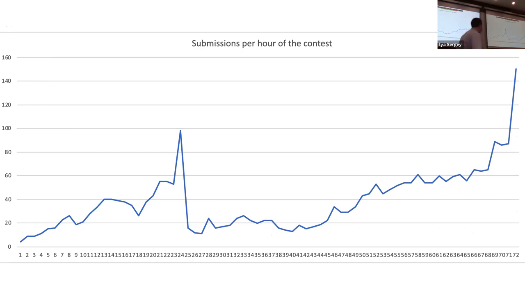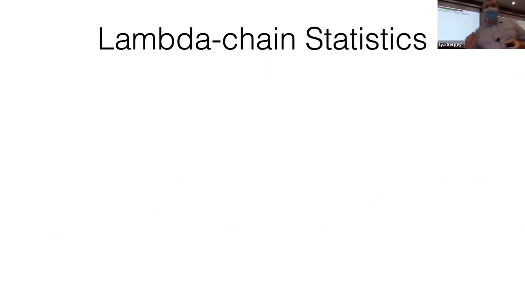Submissions per hour, that's the same thing. This is where we were closing the lightning division. This is the unofficial middle of the contest, the first 24 hours, and then there's the rest. What's more interesting is how exactly the blockchain was evolving.